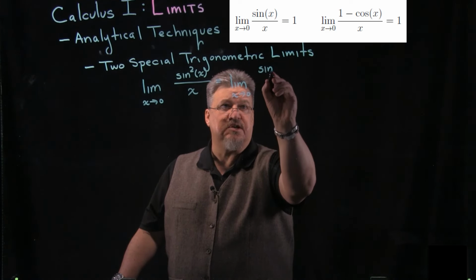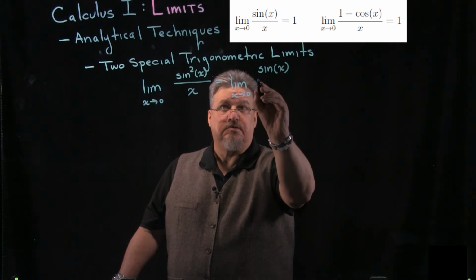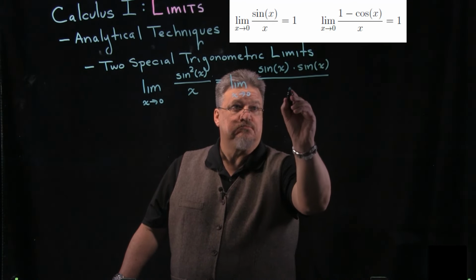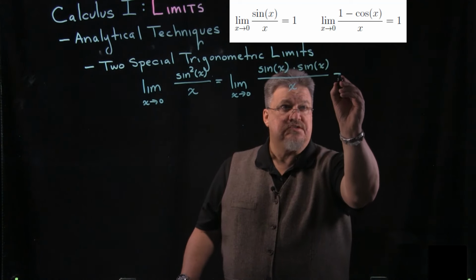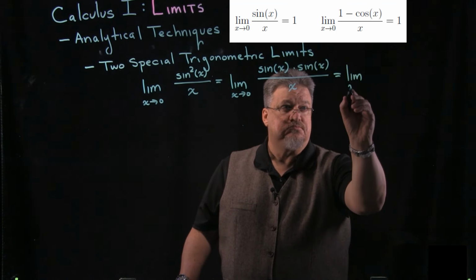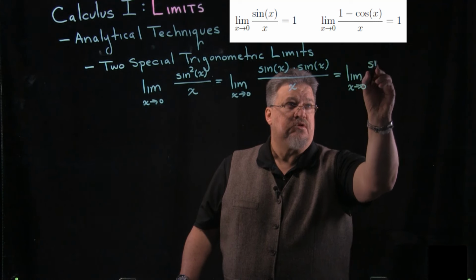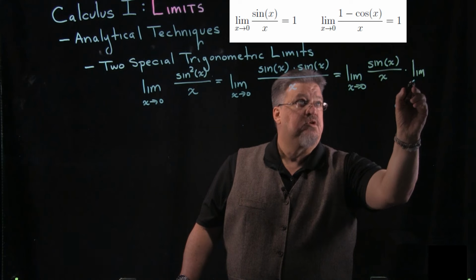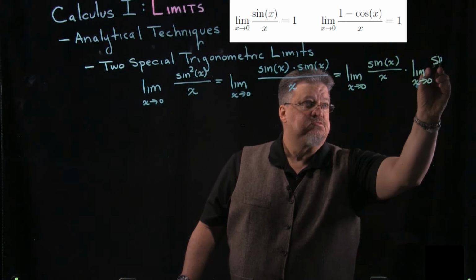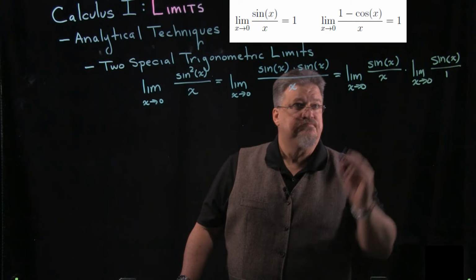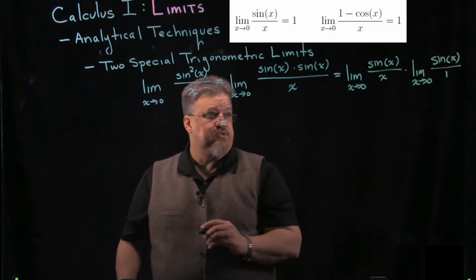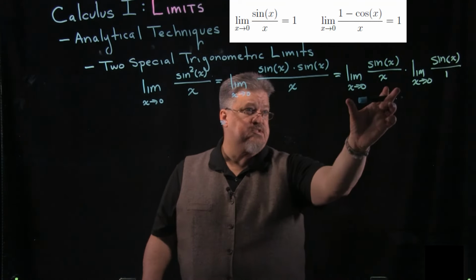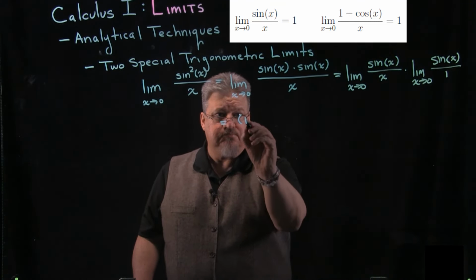So let's look at this as sine x times sine x over x. And this is equal to the limit as x goes to 0 of sine x over x times the limit as x goes to 0 of sine x over 1. And this is equal to, now again, this product is only justified if both of these limits exist, which they do. This is our limit of 1.